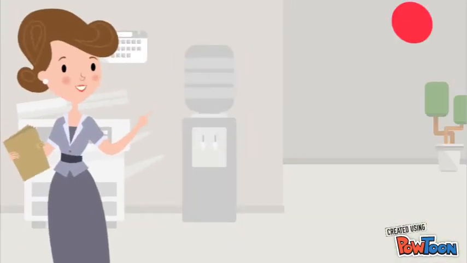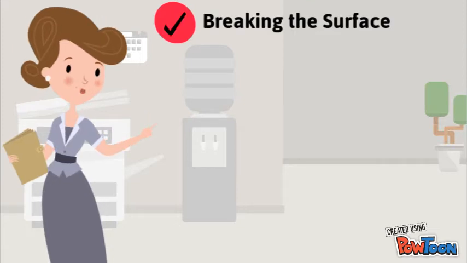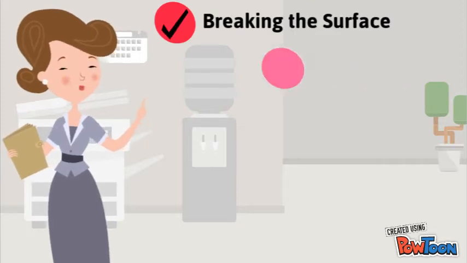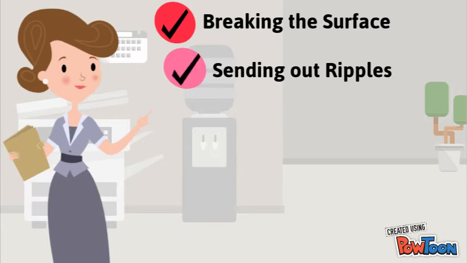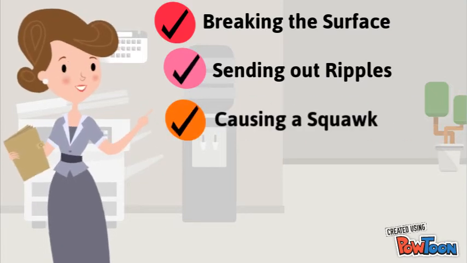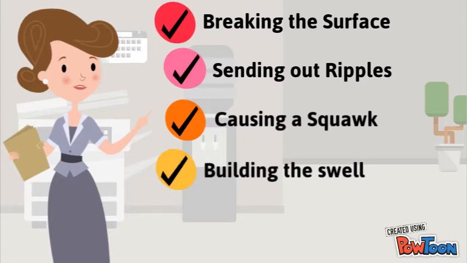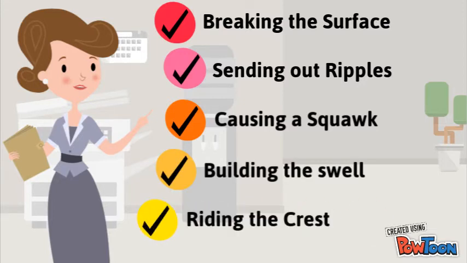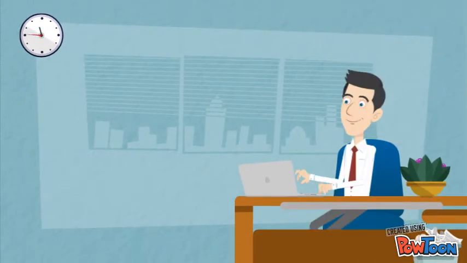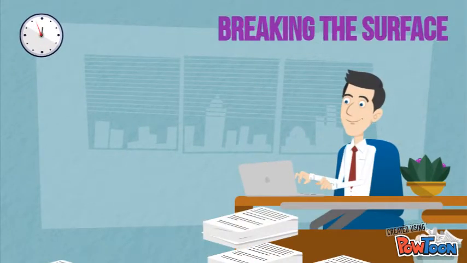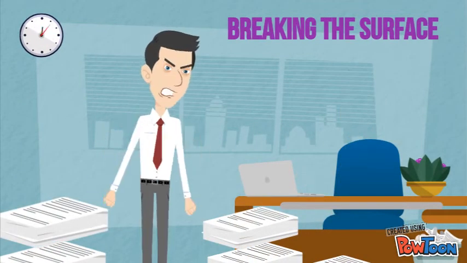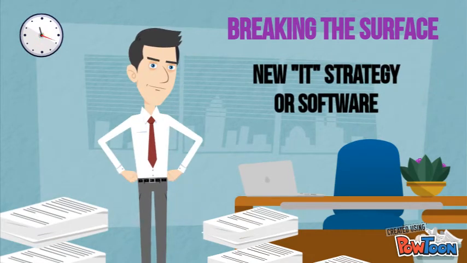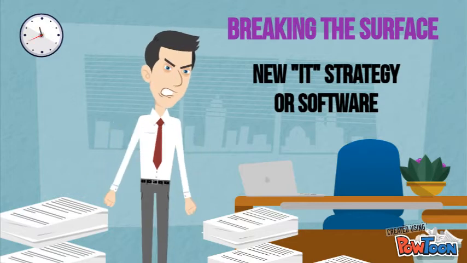The best way to describe the IT innovation spread is to think of it as a wave machine. The wave machine is broken up into 5 stages: breaking the surface, sending out ripples, causing a squawk, building the swell, and the last one being riding the crest. The first stage of the wave machine is when the IT strategy just breaks the surface of the new business world, just like an object breaking the surface of water.